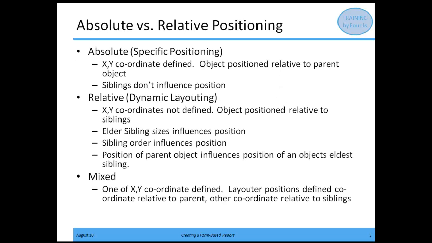If you've been following these training videos in order, you by now are familiar with absolute versus relative positioning. Absolute positioning is when you're placing the object on a specific position on the report, while relative positioning, or dynamic layouting, is where the X and Y coordinates are not defined and the object is placed relative to its siblings. When you're dealing with a form-based report, you're going to be doing absolute positioning.